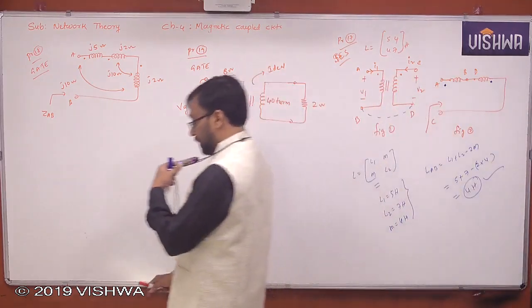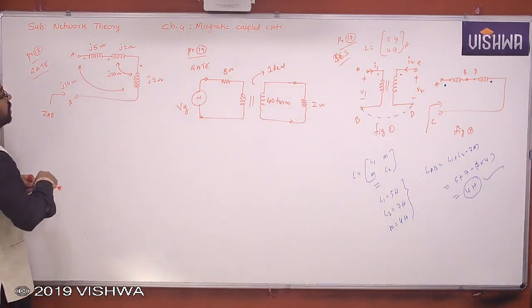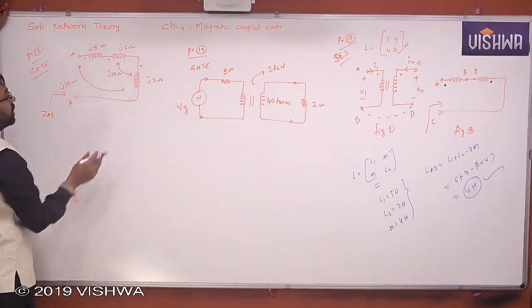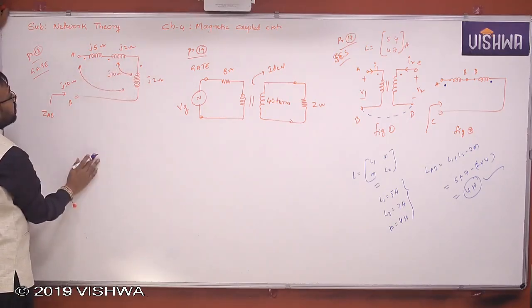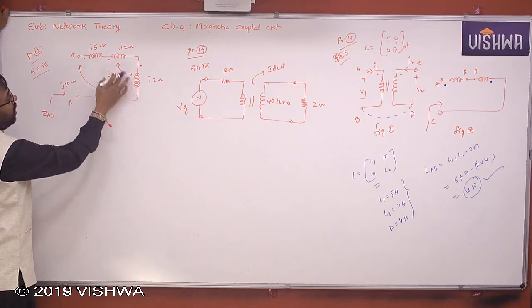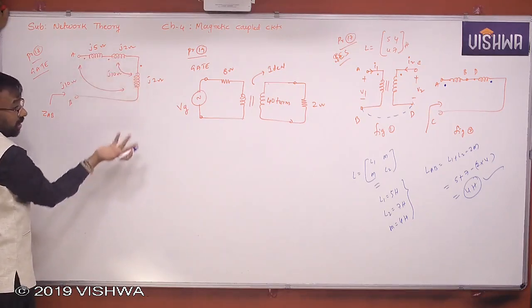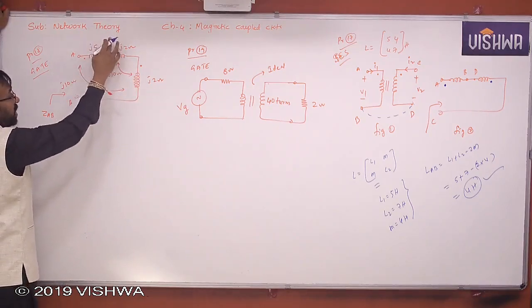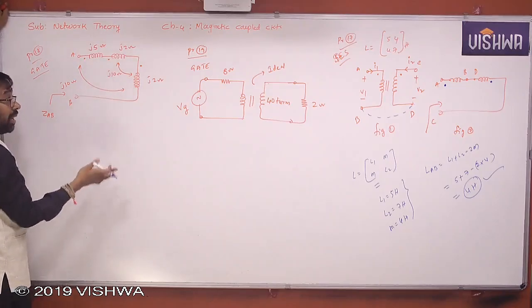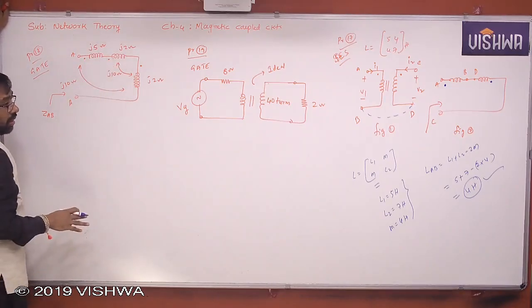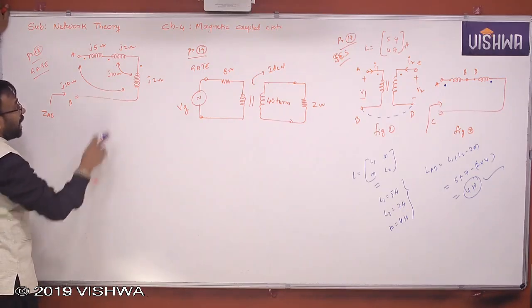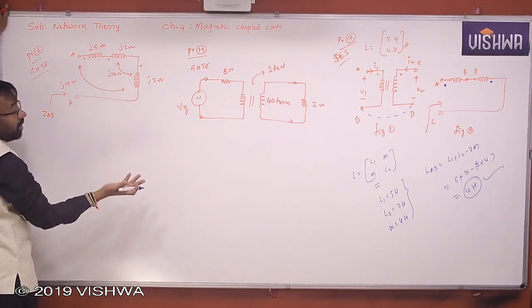Okay, so what is Z_AB in 18? 3 coils are connected in series and reactances are given. Mutual reactance between 1, 3 and 2, 3 is given, but there is no 1, 2, right? There is no 1, 2 mutual reactance means there is no magnetic coupling between these two. You understand that? There is no magnetic coupling between these two because there is no mutual reactance at all.